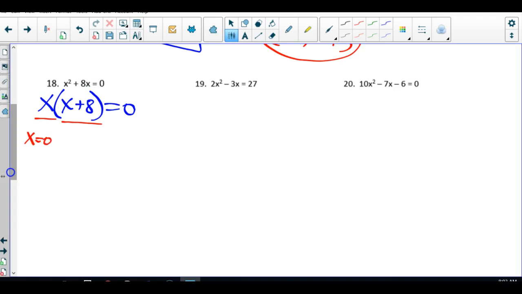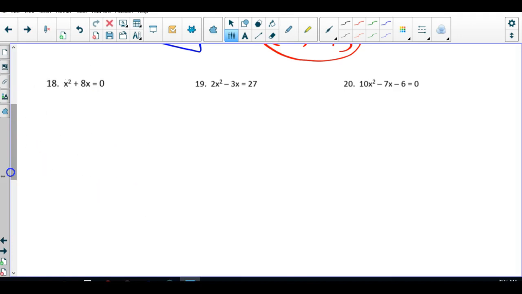Either x has to be 0 or x plus 8 has to be 0, which would make x be negative 8. So x equals 0 or negative 8. That would be the easy way of doing it. I don't expect you all to catch that because you haven't seen a problem like that yet.